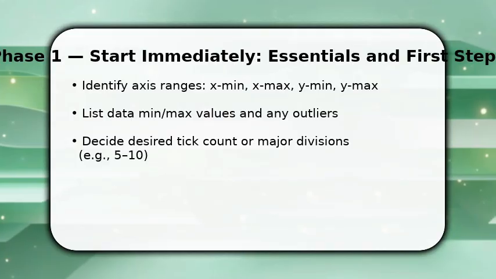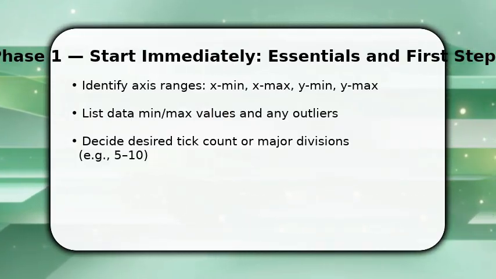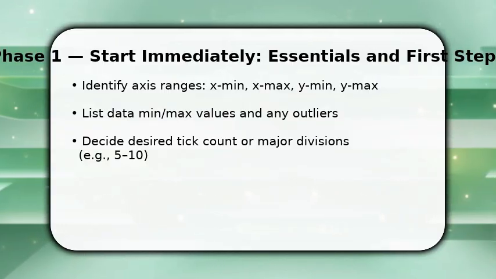Make sure to pick units that fit the data. Decimals, percentages, or currency can change rounding rules. Begin calculating span and tentative tick interval now.